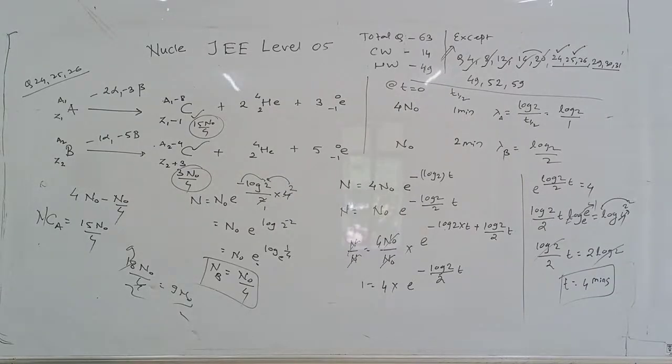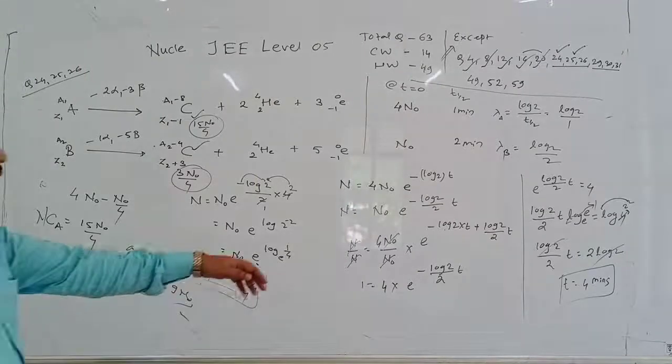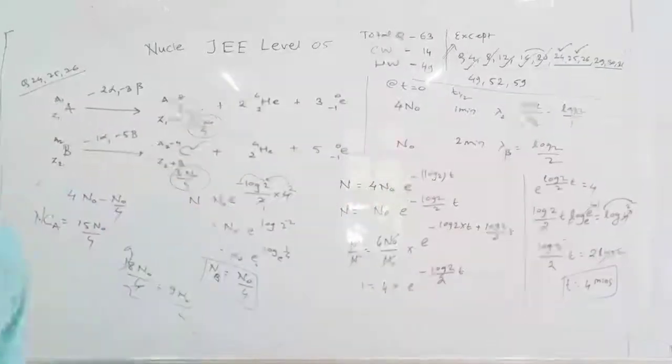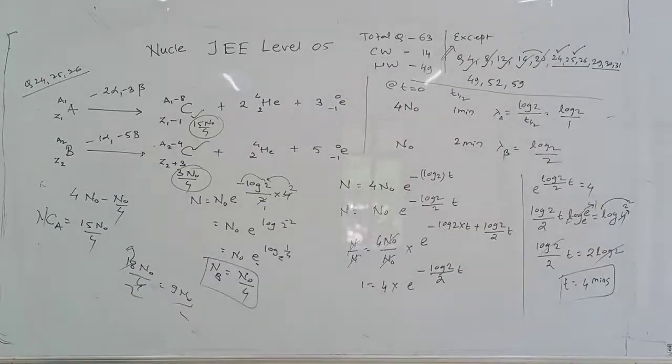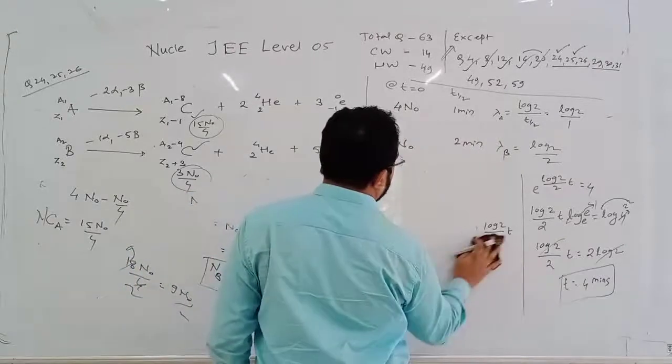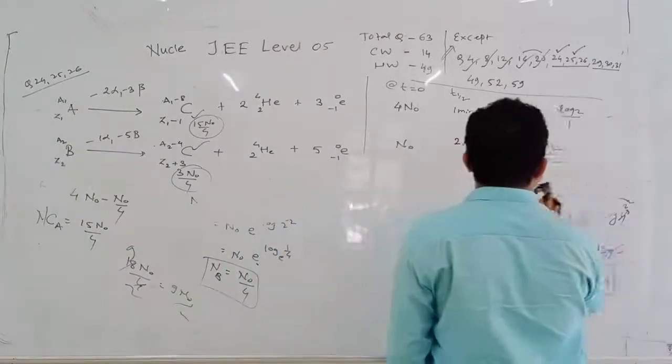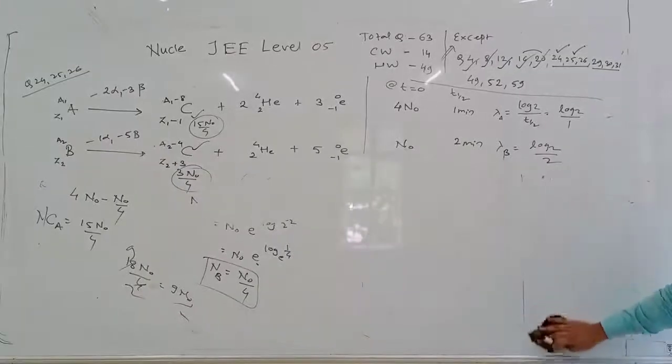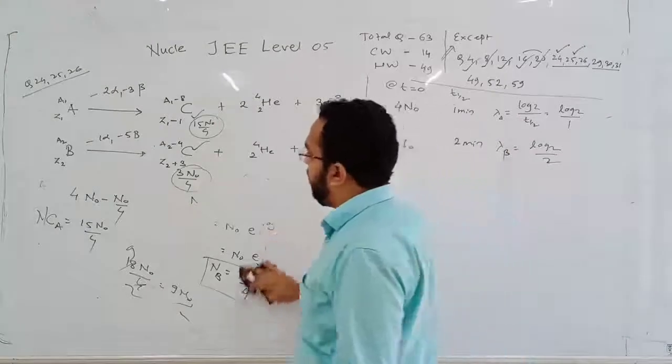At what time is the rate of disintegration of A and B equal? So the answer is 4 minutes, we have found out. So that is the answer of 26. Okay, the rate is the same for each other. For the rate, what we need to do is equate dn by dt. We'll get the answer. At what time is the rate the same? So there we have to equate the dn by dt. What is dn by dt? It is lambda into n.